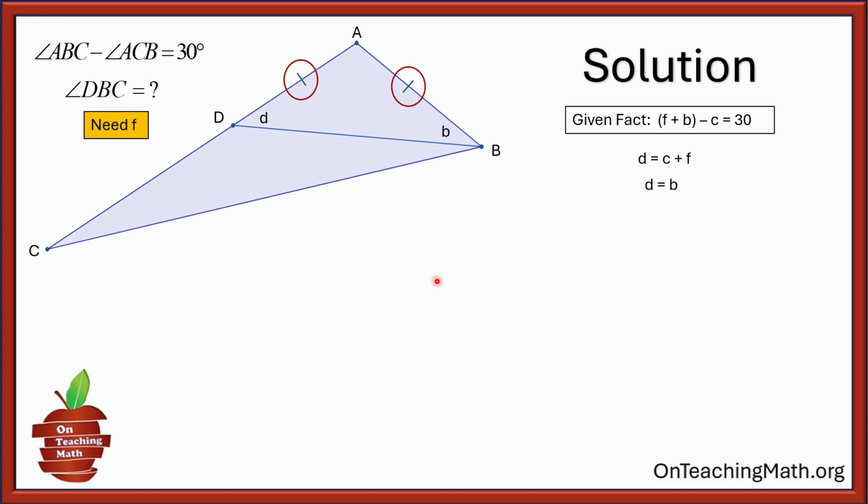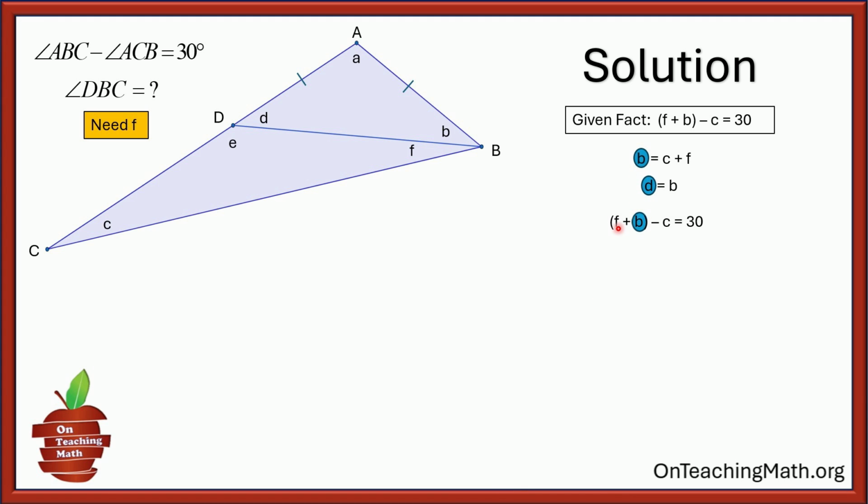Now, next thing, because it's isosceles, these 2 angles D and B are equal to each other, right? So here's what we've got. We've got these 2 facts right here, and we have this fact that we are given. So since D equals B, we're going to go ahead and substitute. Since D is also equal to C plus F, then B is equal to C plus F. Now let's take our original fact right here and see if we can plug that in and see what happens, right?